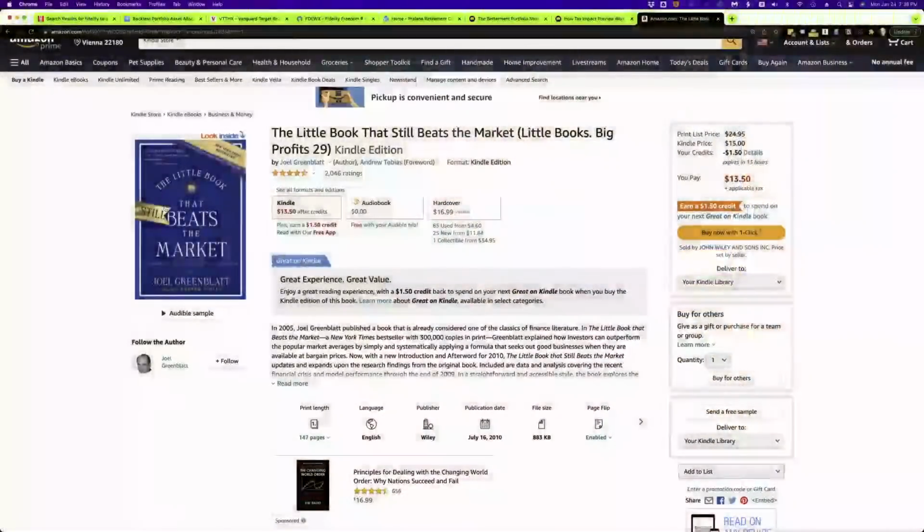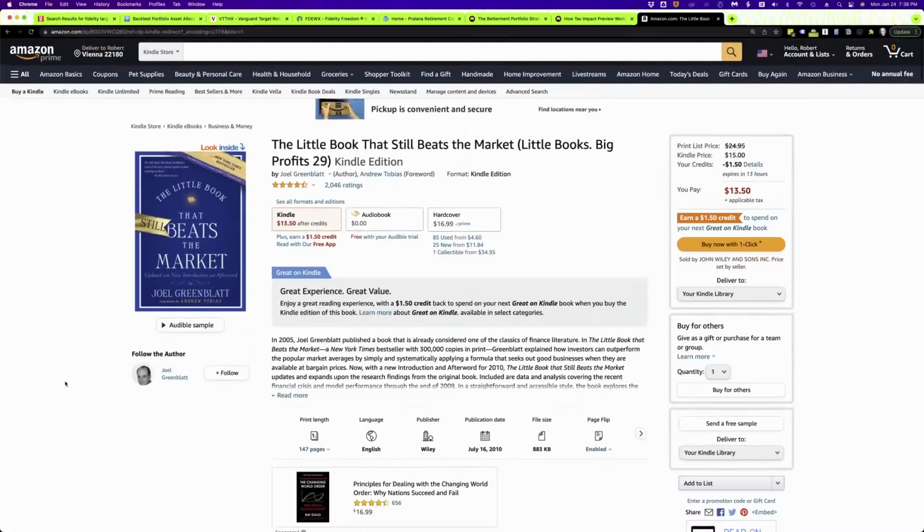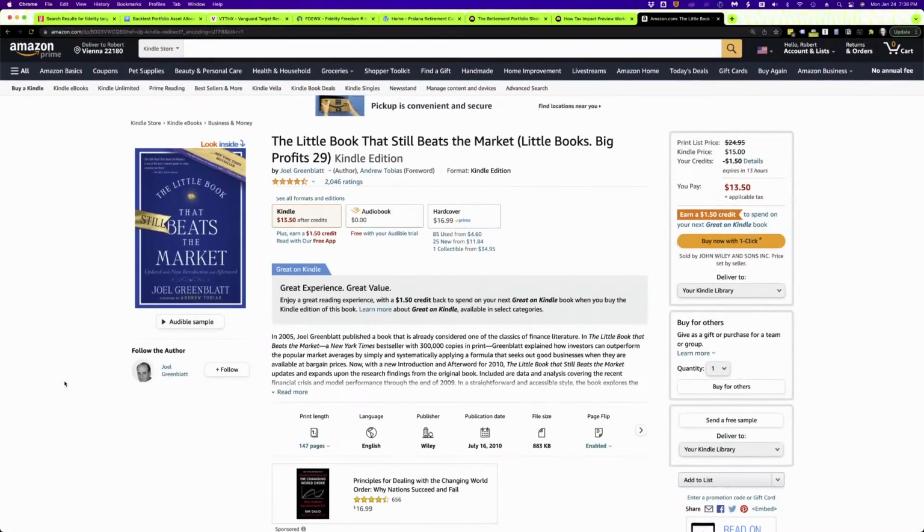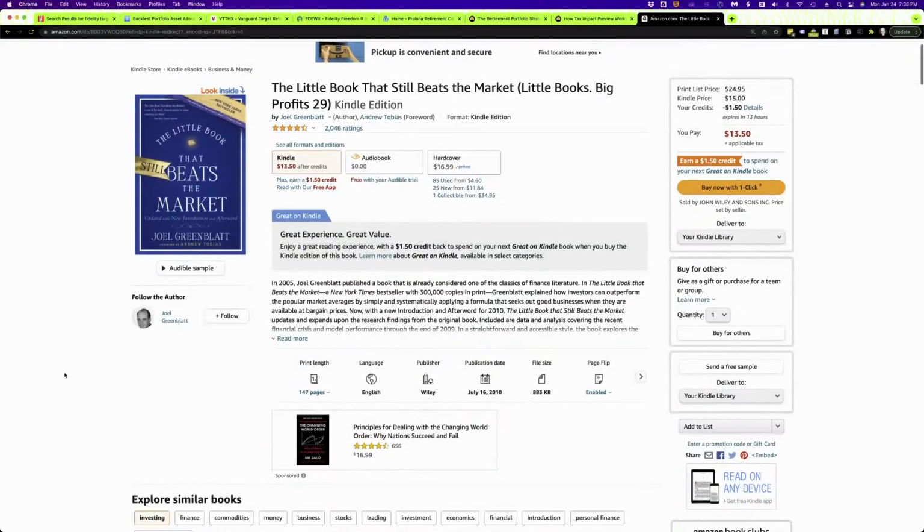Aaron, Rob, what do you think about The Little Book That Beats the Market? I'll show it to you. And it's by Joel Greenblatt. Here it is. And I'll be honest with you, I've never read it. And I probably should. In fact, I'm going to probably buy it. Maybe I'll just buy it right now.